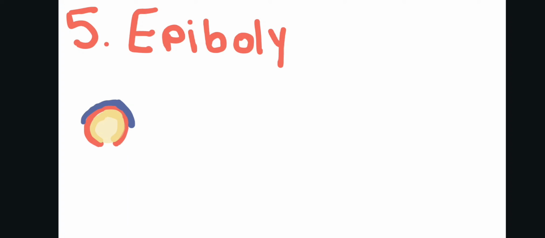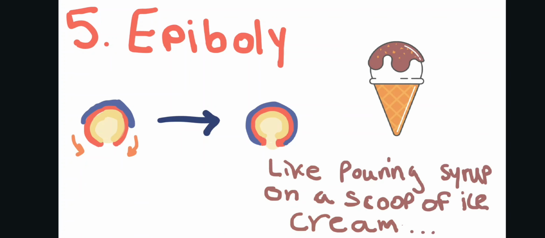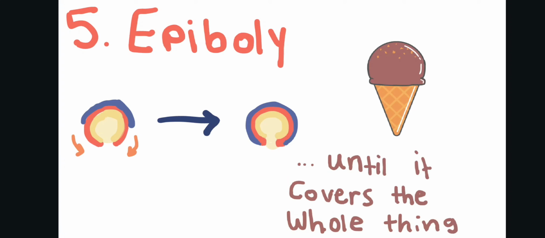And in this type of cell movement, which is pretty simple, we'll have this ectoderm move to cover the rest of these cell layers, kind of spreading over them. And you can think of this type of cell movement kind of like pouring chocolate syrup over a scoop of ice cream. So here the chocolate syrup will kind of spread out over it until it covers the whole scoop.